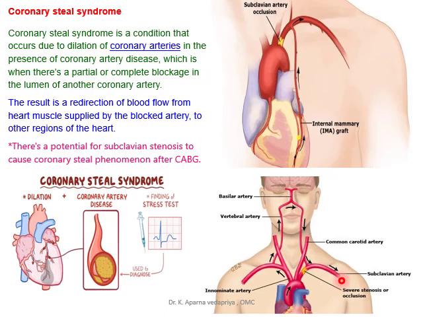That is the subclavian steal syndrome. So here what happens is, in the coronary steal syndrome, there is dilatation of the coronary arteries in the presence of coronary artery disease. That is, when there is blockage of the coronary arteries, the distal part of the coronary arteries do not have the same pressure to supply the blood to the myocardium distal to the blockage.